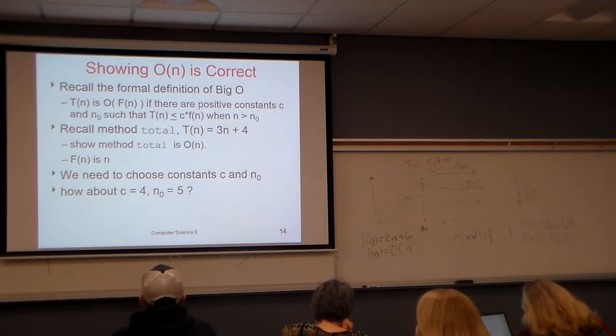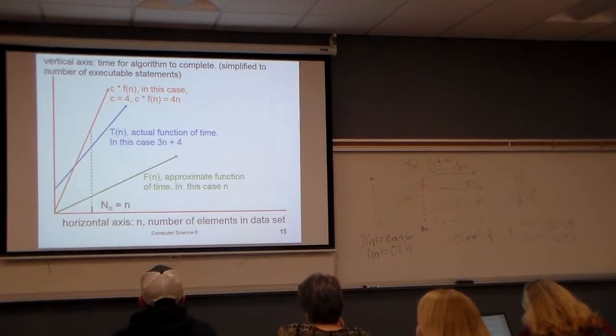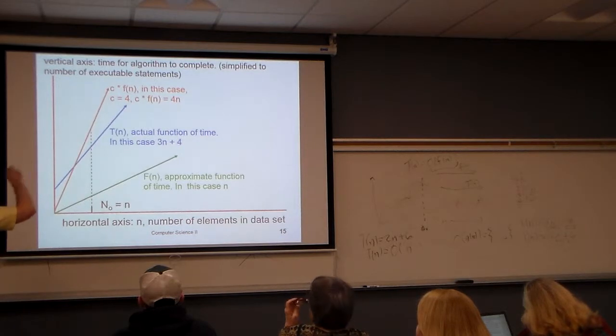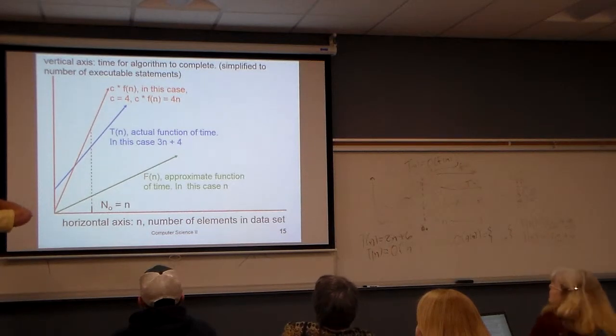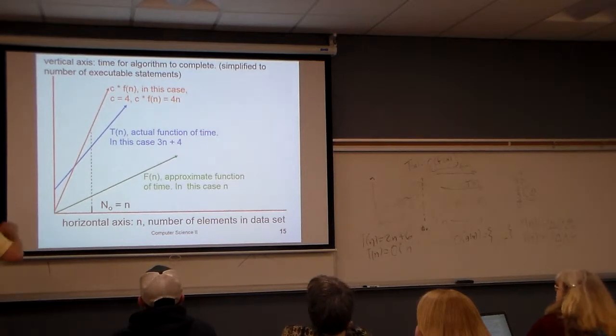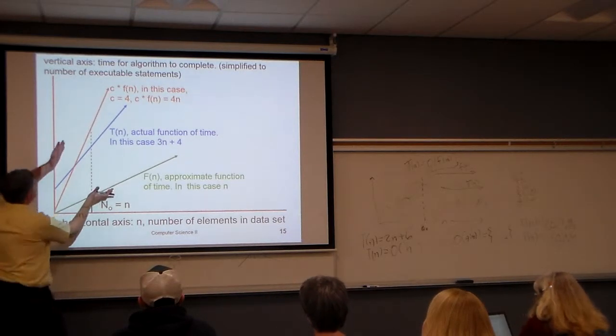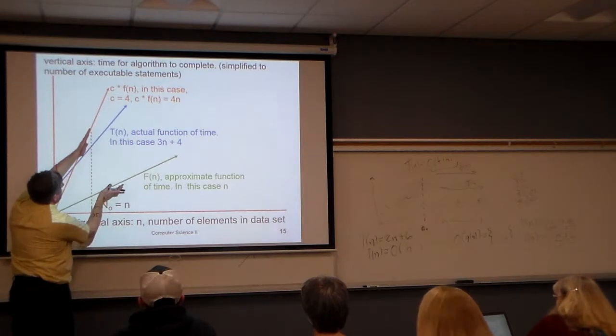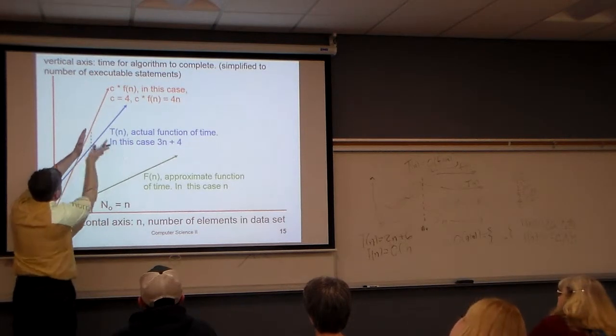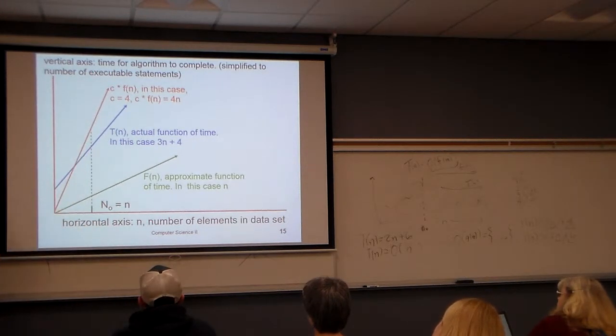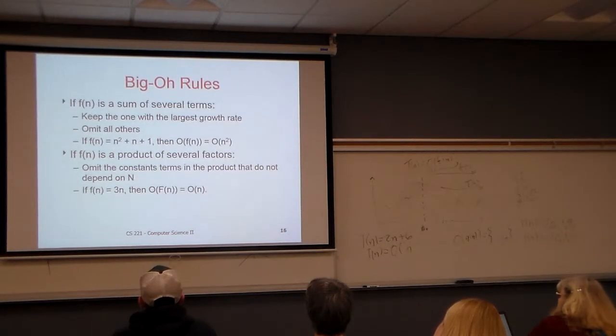Okay, this is the definition, and what I want to show you is basically this. We can see that it's the time for the algorithm to complete, simplified to the number of executable statements. So essentially this is our f of n, and this is c times our f of n, and we just want to show that this is a bound. Don't get too caught up in the details of this. It's just to show you the general terms of what's going on here.